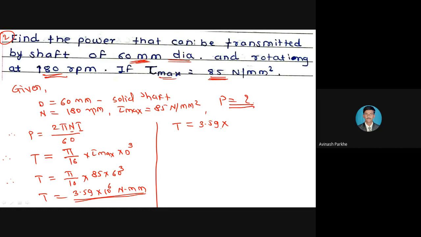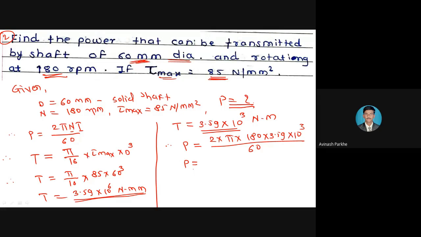If I have to convert the Newton mm to Newton meter, which value I have to consider? 3.59 into 10 raised to how much? Yes, 3. 10 raised to 3 Newton meter. Therefore, P I have to calculate in watt. So 2 into pi into N 180 into 3.59 into 10 raised to 3 divided by 60. So you will get the power. What will be the answer?